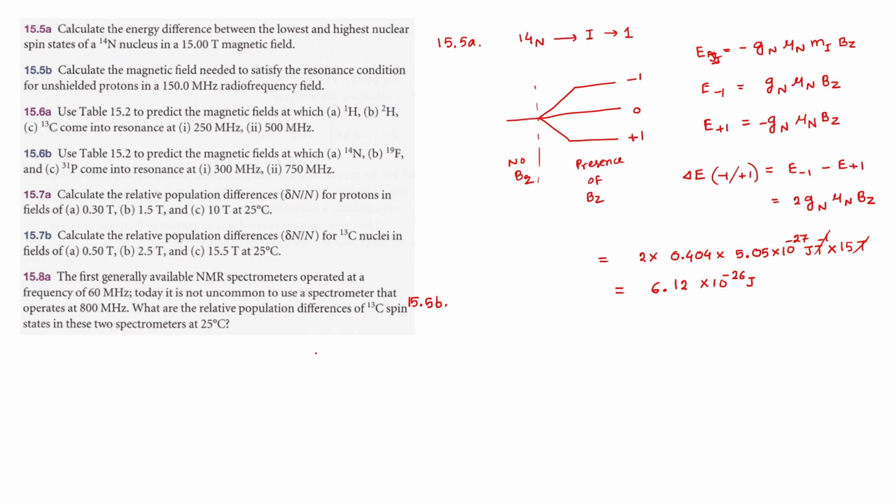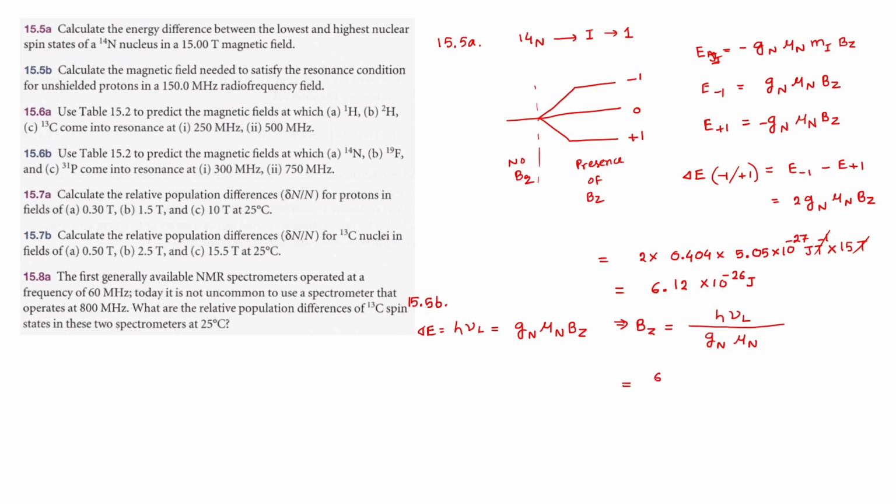So what we need to know is that h nu_L, or the delta E, is actually Gn mu_n Bz. Your nu_L is given, the rest we already know from the previous question, and we need to calculate Bz. So the magnetic field is h nu_L divided by Gn into mu_n.